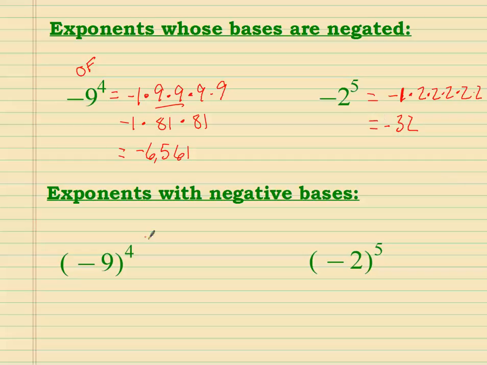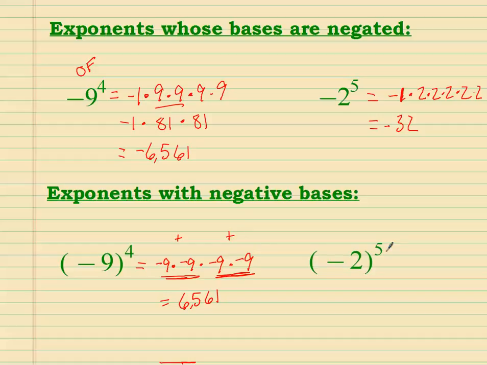Okay, now here's different. It's exponents whose bases are negative. So the whole base is negative. So this, when spread out, looks like negative 9 times negative 9 times negative 9 times negative 9. See the difference between the two? And then that's actually a positive 81 times a positive 81, and that gives me a solution of a positive 6,561, because it's negative times negative, positive, and negative times negative, positive, so it's positive times positive.